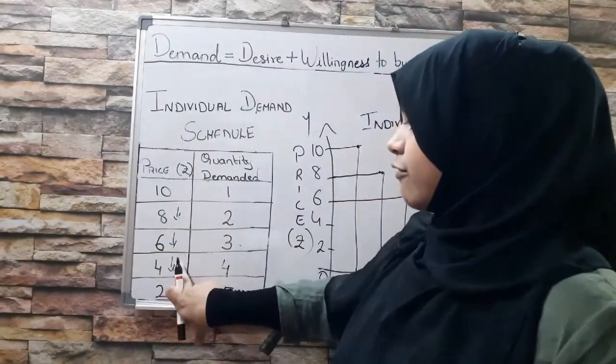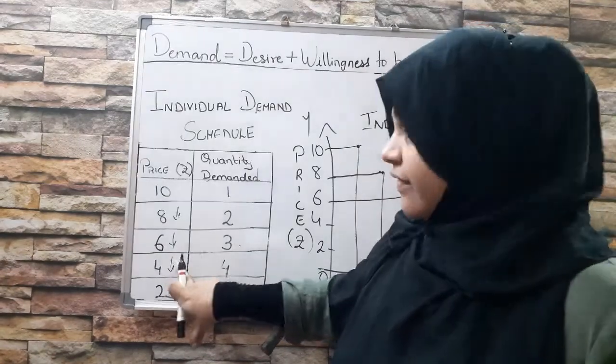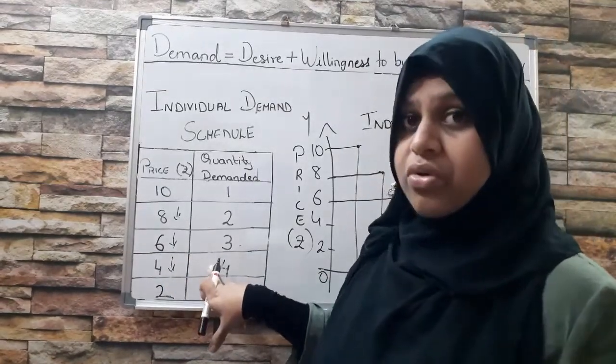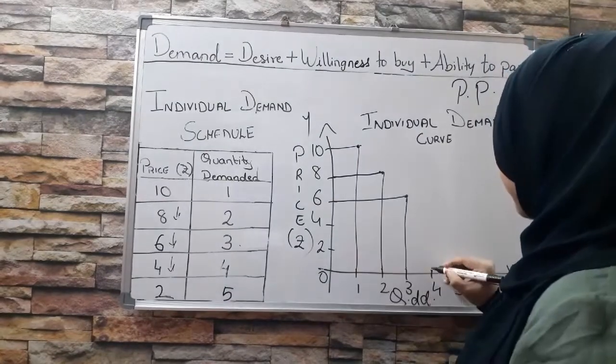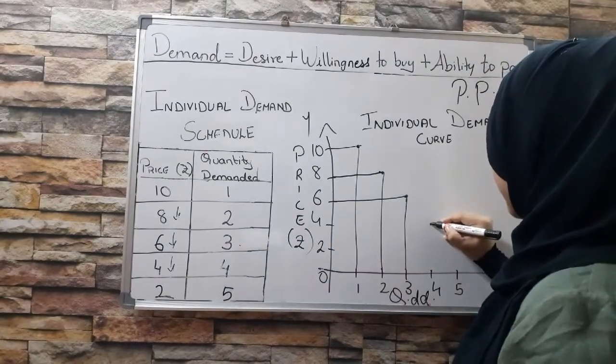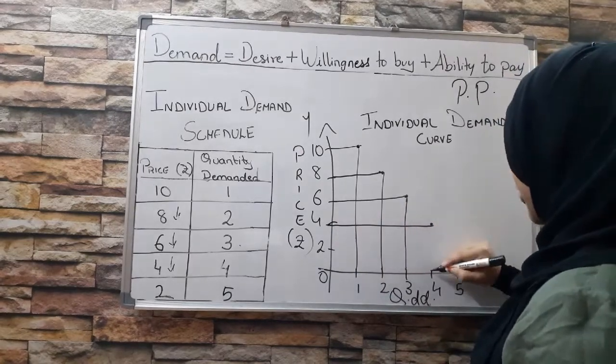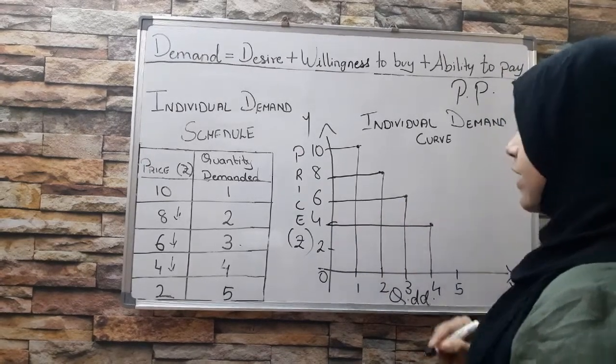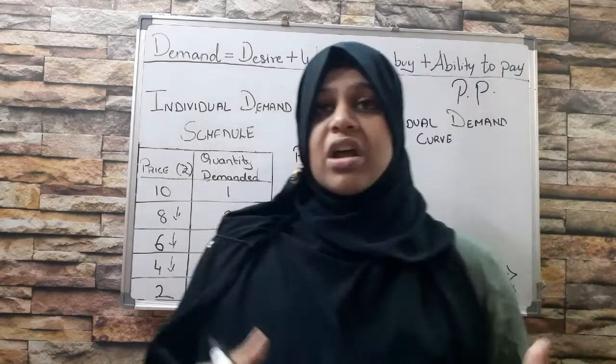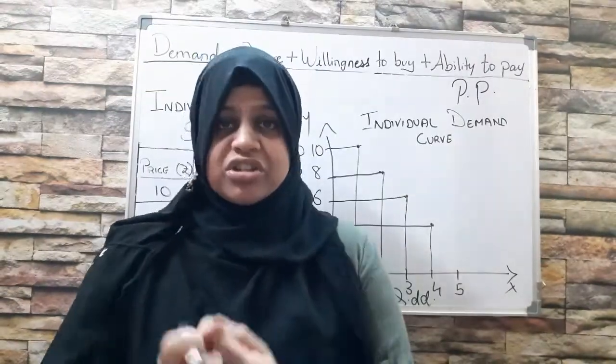Now in the line of 4, because the price fell, the quantity also rose. So here in the line of 4 and in the line of 4, we plot a point and then join it. Then finally the product became so cheap, it is just 2 rupees.